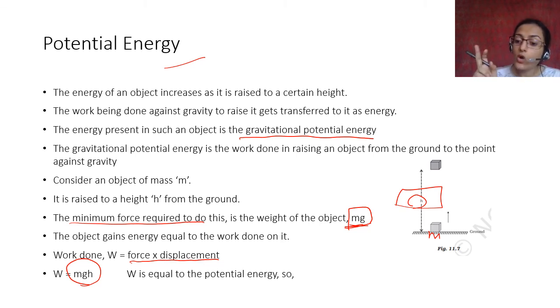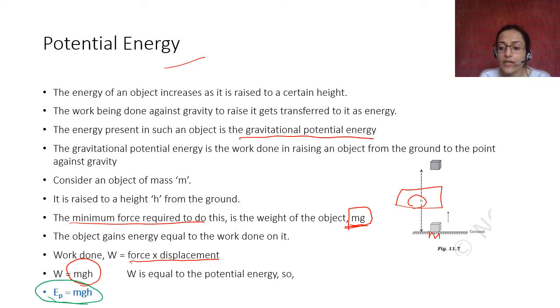वर्क जितना किया उतना ही उसमें पोटेंशियल एनर्जी आया. Therefore, potential energy is mgh. Potential energy is m into g into h. This is the gravitational potential energy. We are only talking about gravitational potential energy.